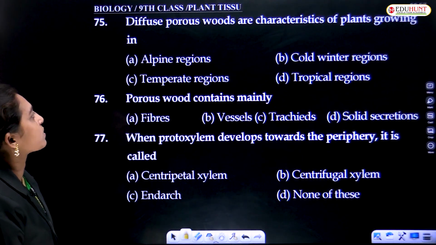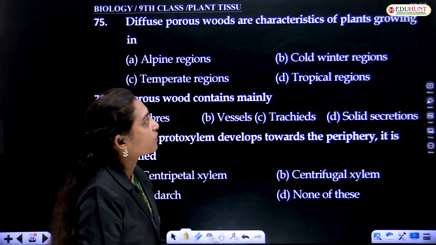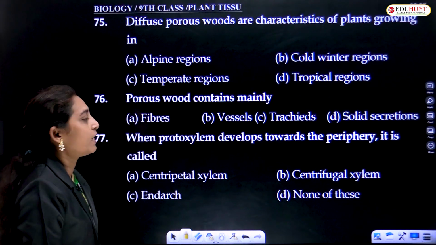Diffuse porous woods are characteristic of plants growing in.